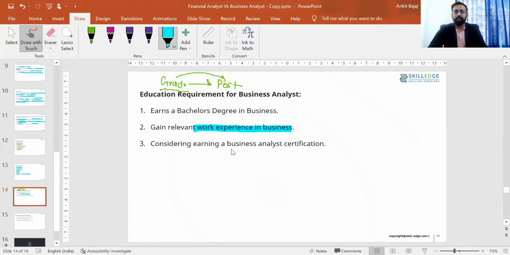Then considering earning a business analyst certification. There are many business analyst certifications available in market. You can do those certifications, and it will give you better idea about business analyst profile.